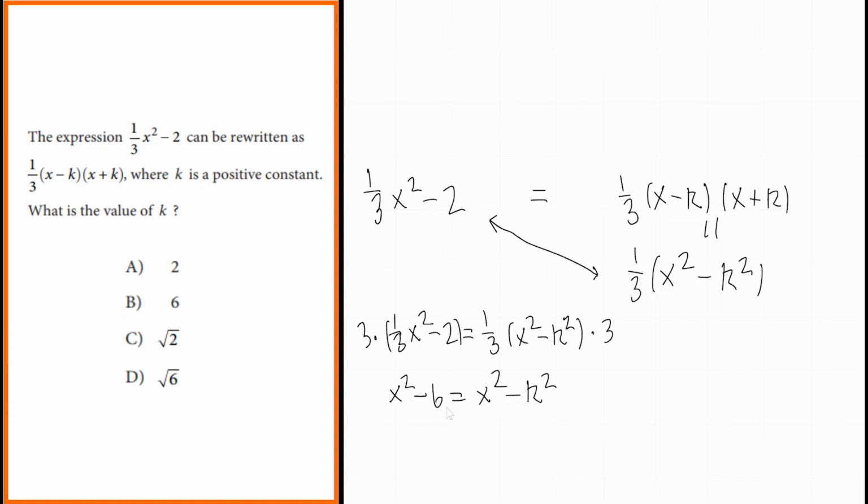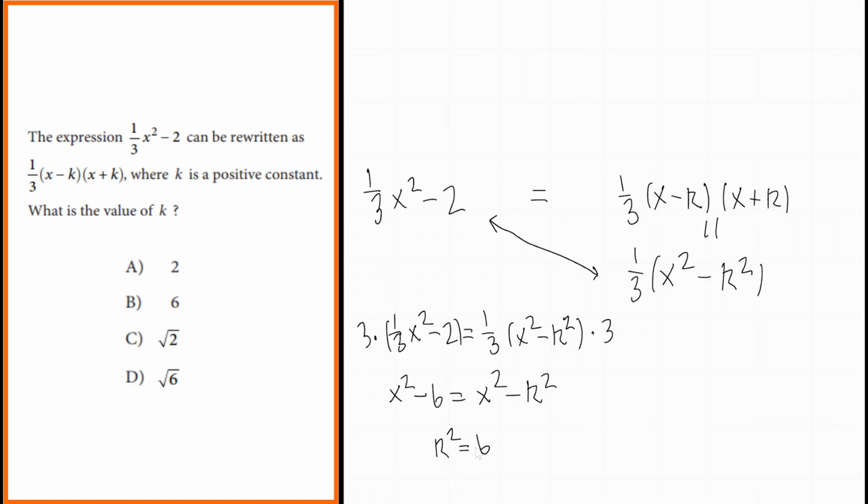Hopefully this now seems very straightforward. We have x squared minus 6 equals x squared minus k squared, which makes it easy to see that k squared equals 6. If you wanted to, you could subtract x squared from both sides and multiply by negative 1, but it's pretty straightforward just to see that these must be equal to each other.